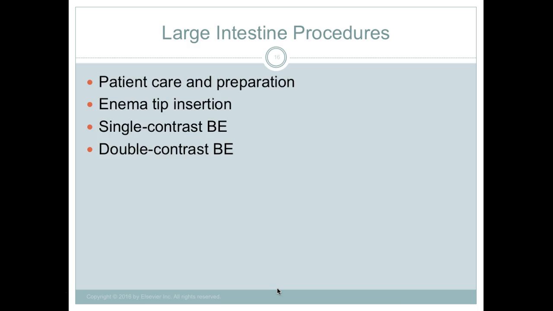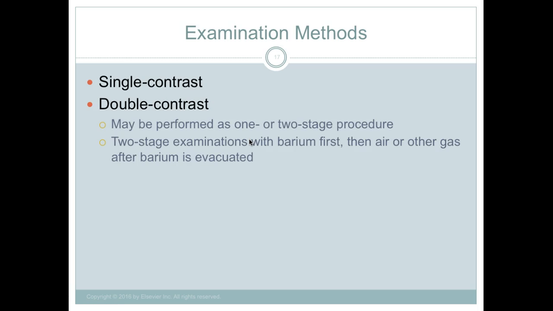So patient care and prep: what we're going to be doing is making sure that the patient is well informed of what we're going to be doing, because the doctor typically doesn't tell them. We're going to talk to the patient about tip insertion, and we need to know if we're doing a single BE or a double contrast BE, because that's going to change our setup. So for the single contrast, you don't need the air tube tip, so you just have a tip with a balloon on it, or if there is an air line, you can go ahead and tie that off, so you know that there's no air going to be used on the patient.